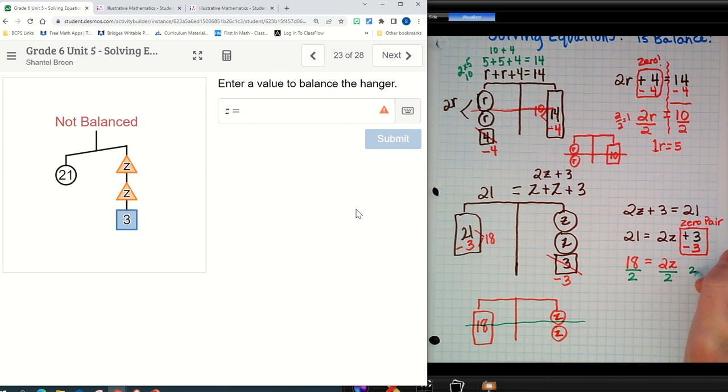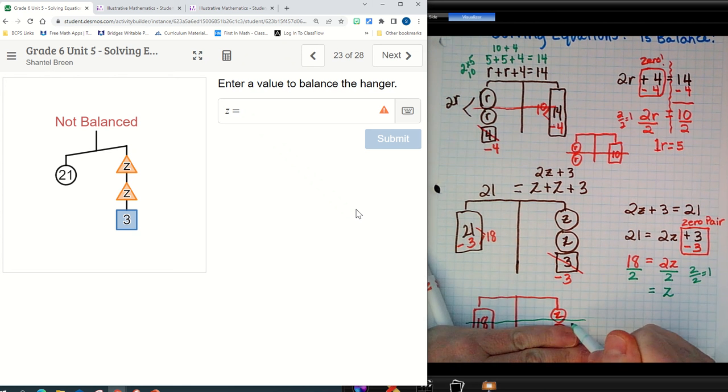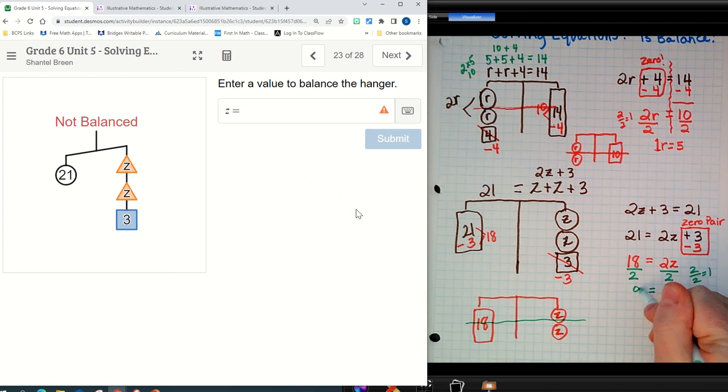2 divided by 2 is equal to 1. That's 1z. That's what we want, just 1z. You don't have to put a number because it's the only one there. See, look, that's the only one there, z, and 9. So we think that 9 is z. Let's go in and plug it in real quick.